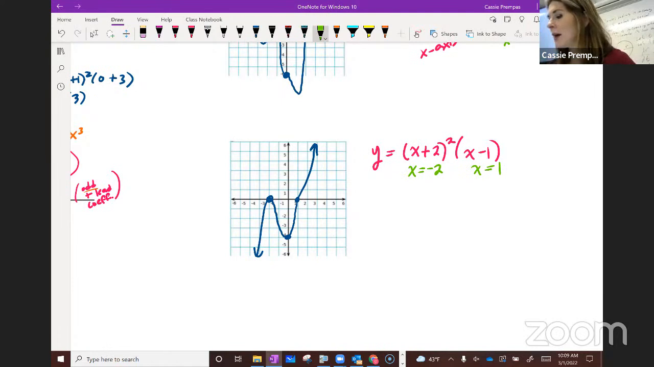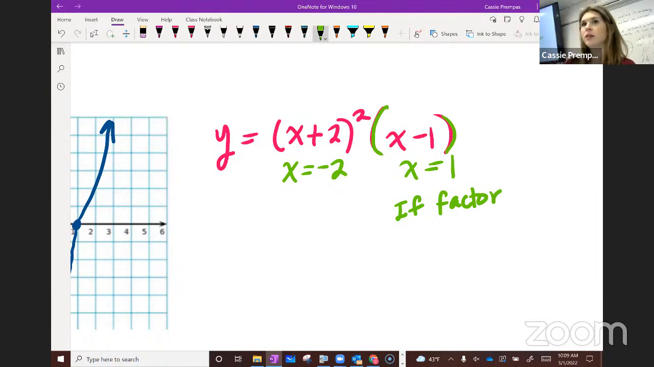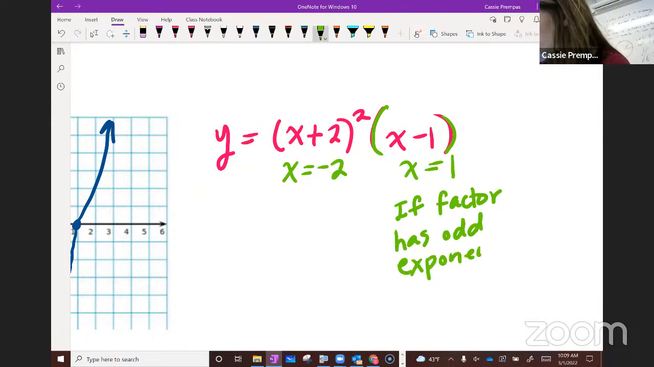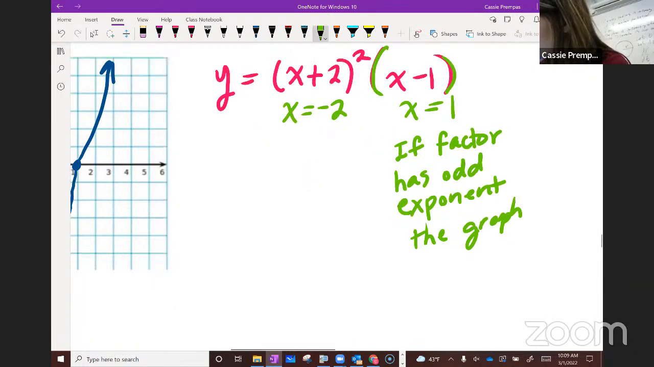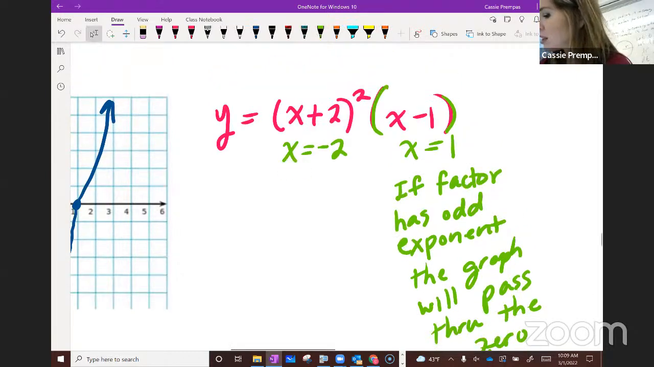And here's the key about an equation in factored form. If you're like, what's a factor? That's this guy, the thing in parentheses. If the factor has an odd exponent, the graph will pass through the 0. So obviously x minus 1 is raised to the first power. It has an odd exponent.